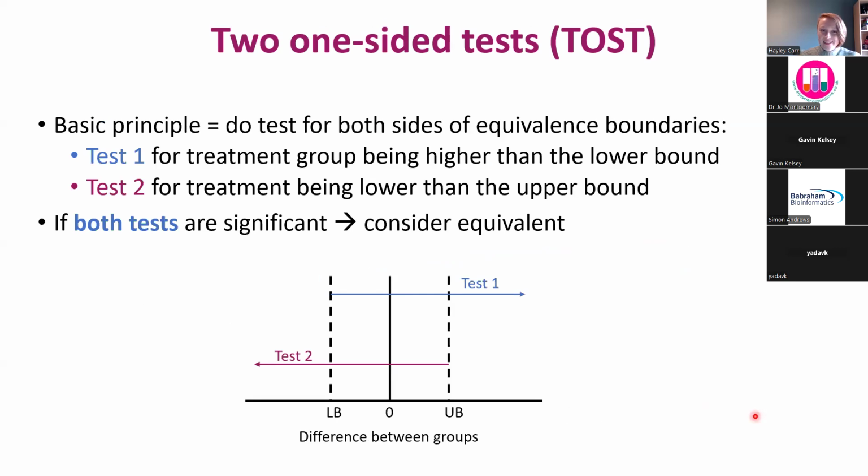So quick summary on the two one-sided tests. The basic principle is we do a test for both sides of the equivalence boundaries. So we do first a test for being higher than the lower, second a test for being lower than the upper, and we need both tests to be significant to consider equivalence between our groups.